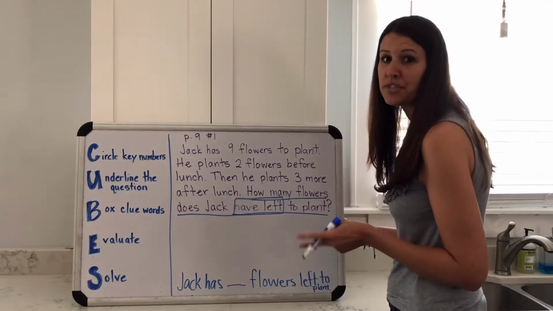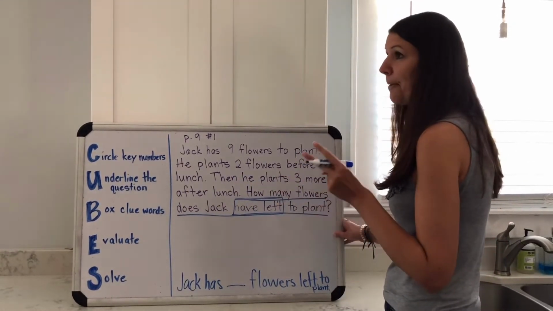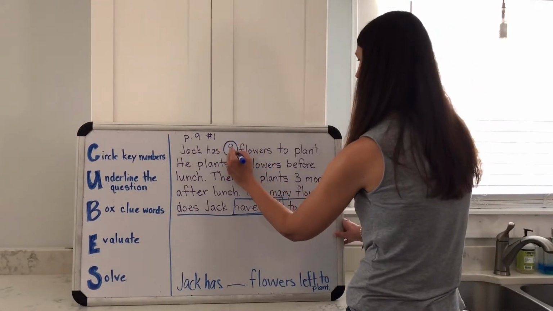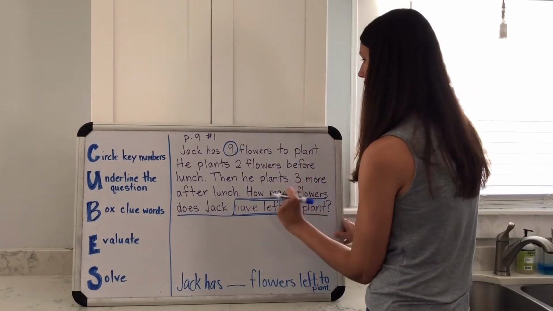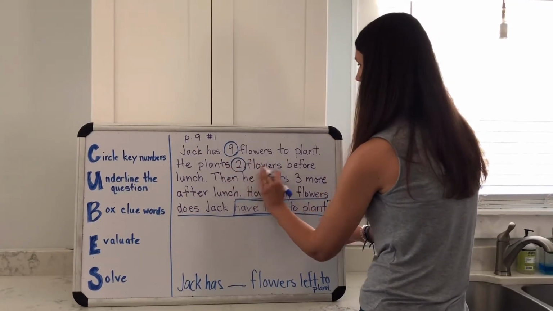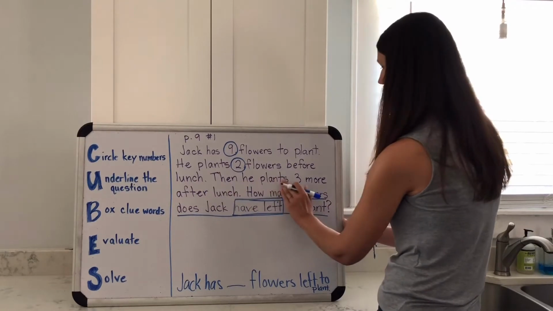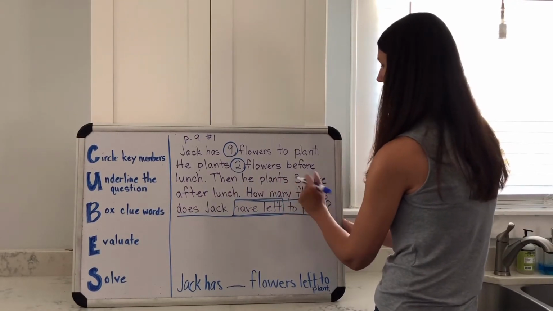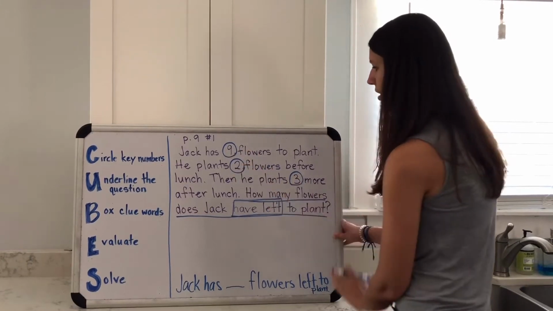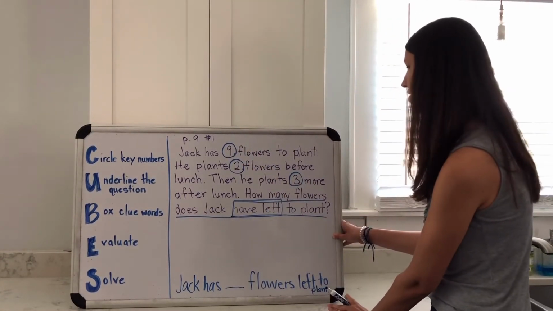And now I'm gonna go ahead and circle my key numbers. Since this is a two-step problem, I might need more than 2 numbers. So it says he has 9 flowers to plant, that's our starting number. He plants 2 flowers, so that's still talking about our flowers before lunch. Then he plants 3 more after lunch. So I think I still need to use this 3. So that's all of the numbers from our problem, so we didn't have any extra information there.